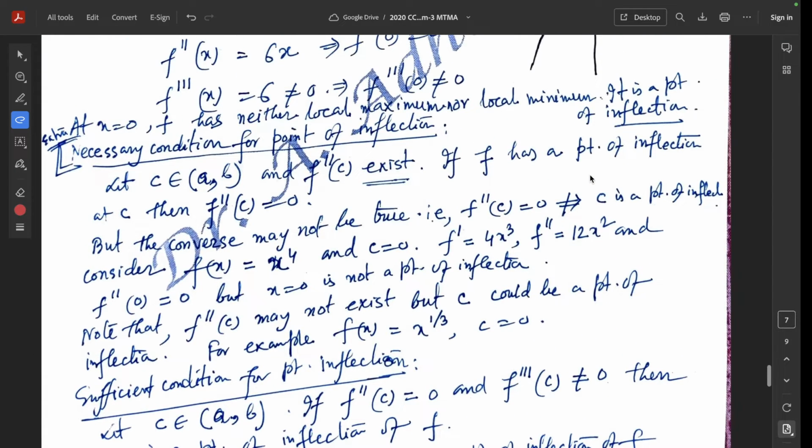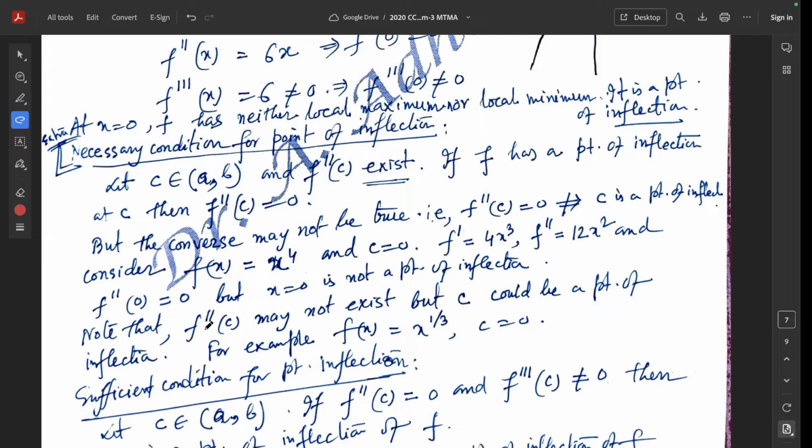Now the necessary condition for the point of inflection: let C be a point within the open interval AB, and if f double dash C exists, and if f has a point of inflection at C, then f double dash C equal to 0. But the converse may not be true. That is, f double dash C equal to 0 does not imply C is a point of inflection. For example, f(x) equal to x to the power 4 and C equal to 0. Here f double dash 0 equal to 0, but x equal to 0 is not a point of inflection.